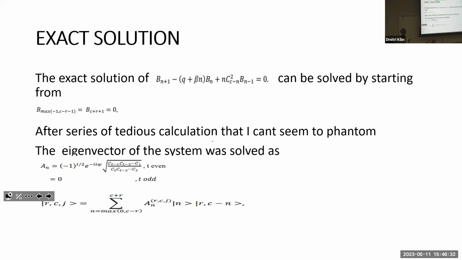To solve this problem, recursion. The recursion problem can be solved starting from this. I tried to see how it got the values for your A_N, but realistically I still don't know. But I know it was able to arrive at A_N being this. The eigenvectors were solved to be this.